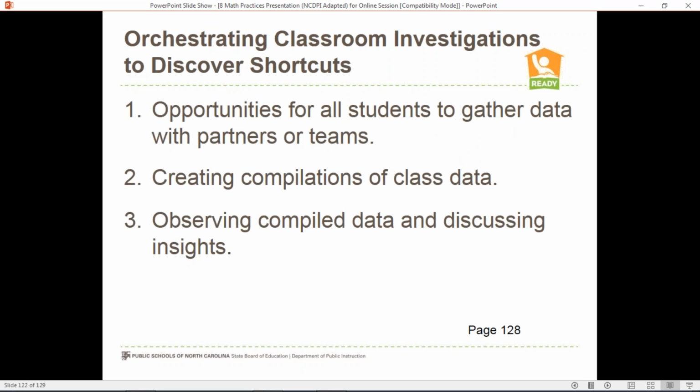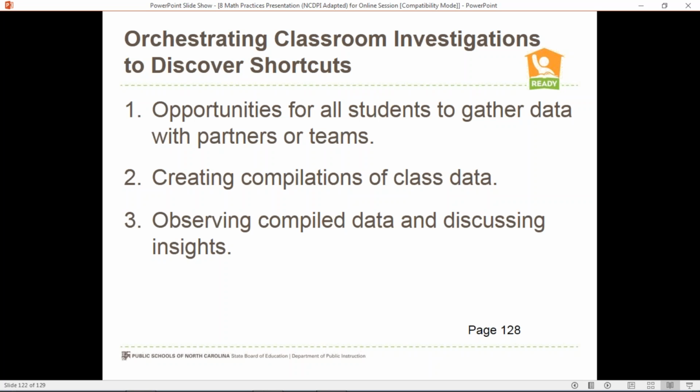When we are doing these kind of things, it's really important that we make sure that kids discover these math rules, right? We want to give kids that opportunity to say, I get it, right? And so doing classroom investigations is one way to do that.